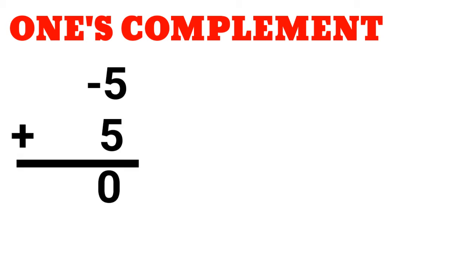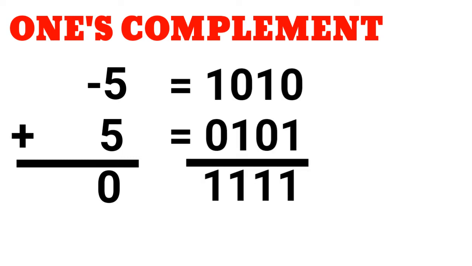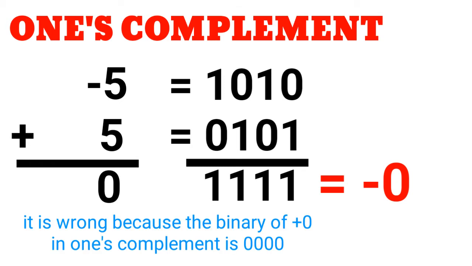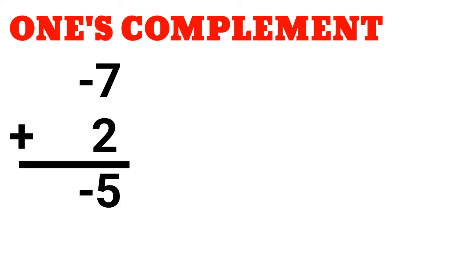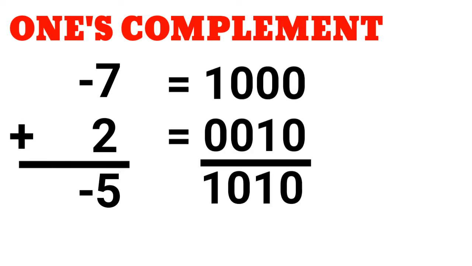For example, if we add negative 5 and positive 5, the answer is 0. But in binary, the answer is negative 0. Still, it is wrong because there is no negative 0 at all, but at least we can produce 0 as the answer. But what if we add negative 7 and positive 2? The answer should be negative 5. And in binary, the answer is also negative 5. There are instances where the answer is correct, but still, using this concept is not accurate.